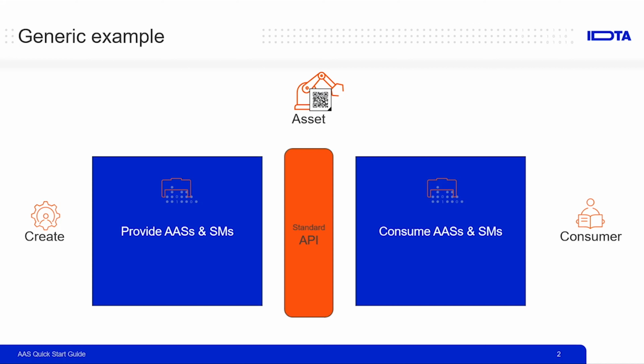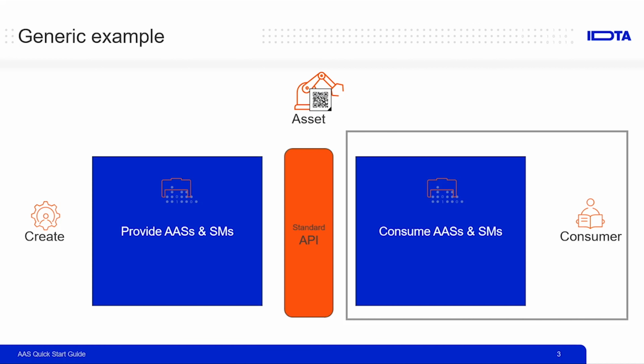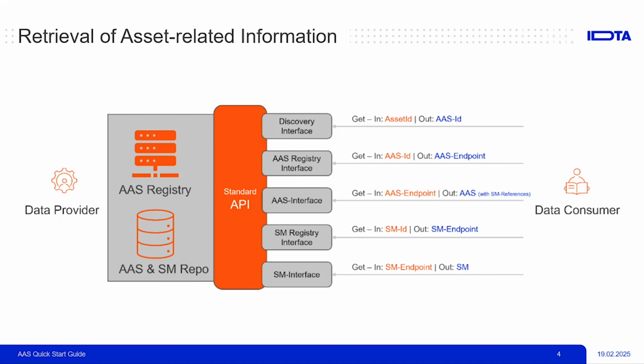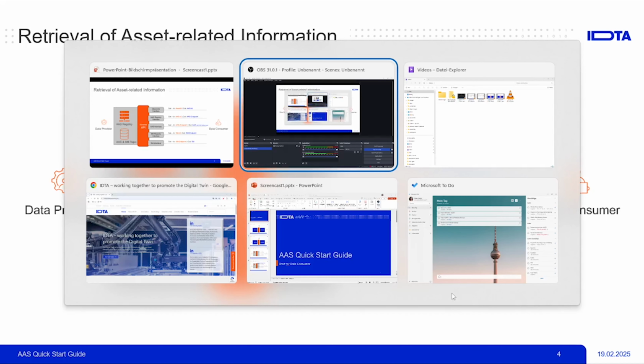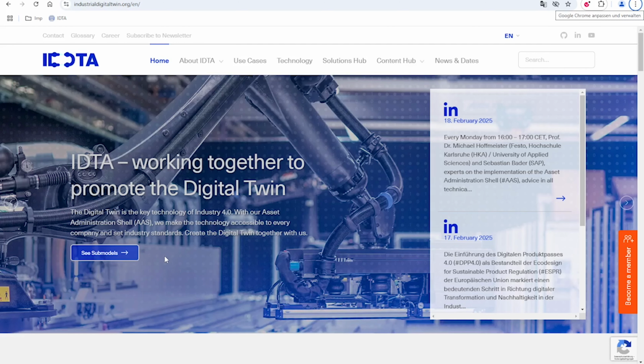On the other hand, we have a consumer which wants to consume this data related to this asset via standard APIs or operations. Now, in this part of the screencast series, we are going to focus on this consumer and how to retrieve this asset related data via these standard operations. As I mentioned before, to retrieve this asset related information, we are going to take help from the IDTA published specifications for APIs. So if you are interested in having details about these specifications, do visit the IDTA website.